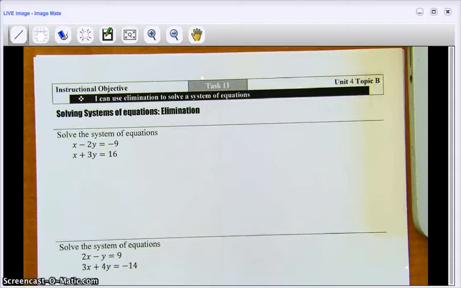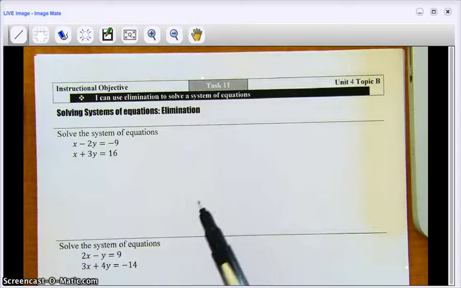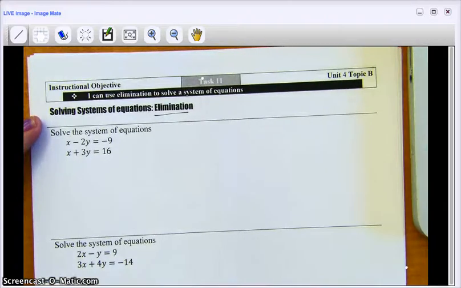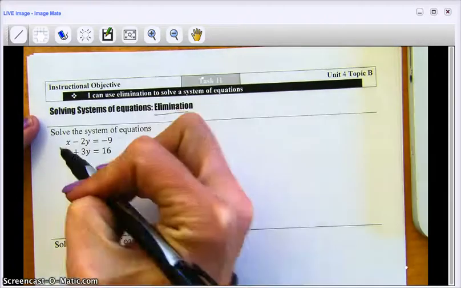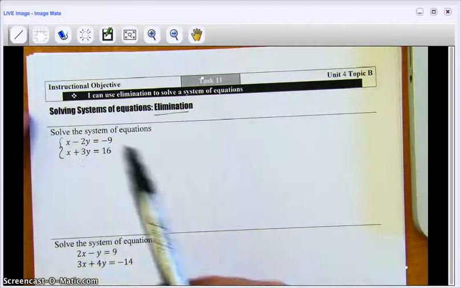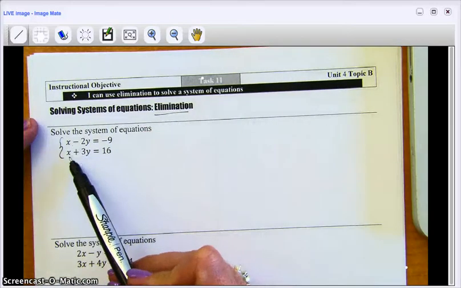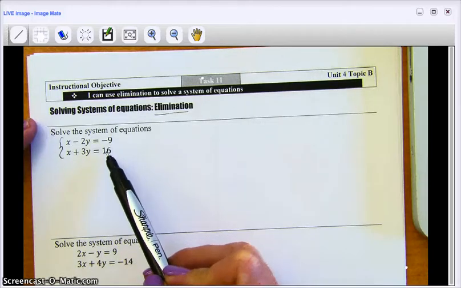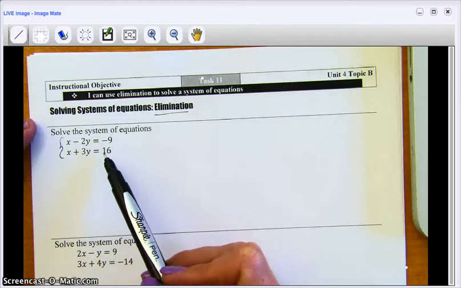Okay, so now we're going to look again at solving systems of equations using elimination, but this time the systems are going to be a little bit more difficult. As we talked about before, we always want to start by reminding ourselves that our x's are lined up, our y's are lined up, our equal signs are lined up, and our constants are lined up. So that's good. We're all in good shape on that.